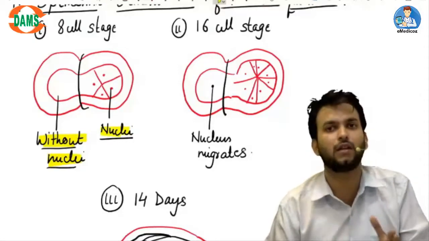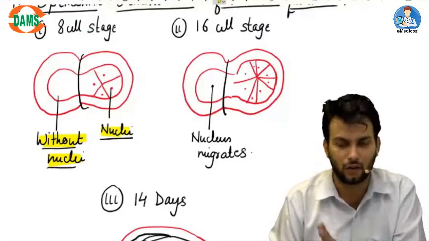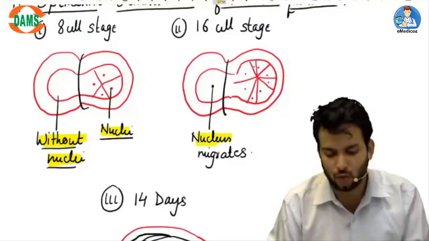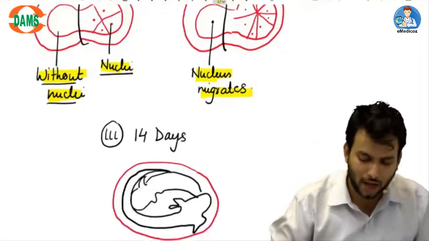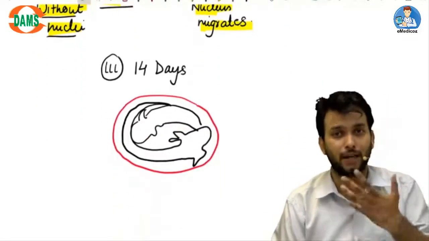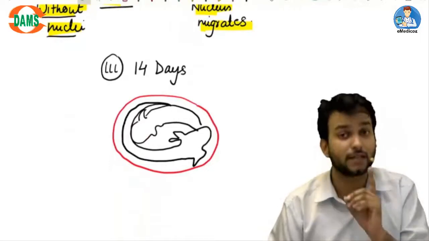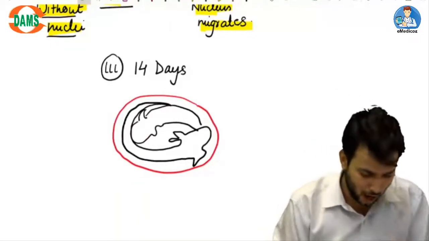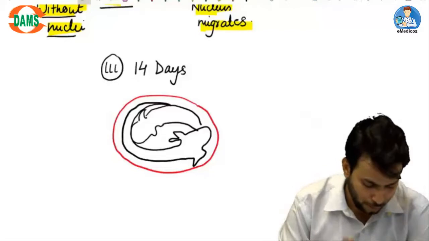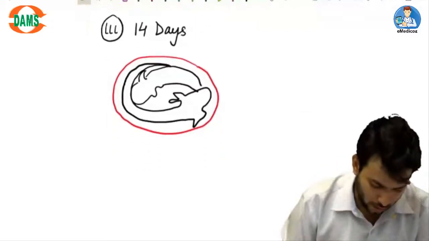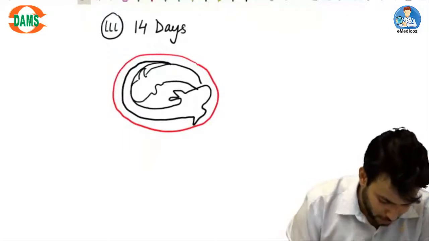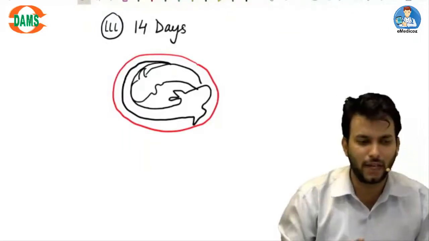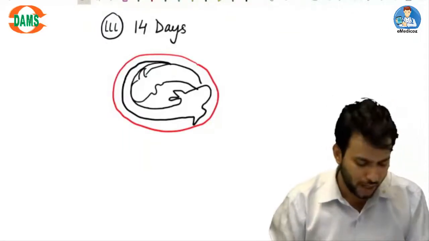Then after the 8th cell gets divided into the 16th cell, the nucleus migrates from one part to another part. Then after 14 days, when the development takes place, the development is not normal in one half. So there is cleavage, but after this experiment, what did Spemann conclude?